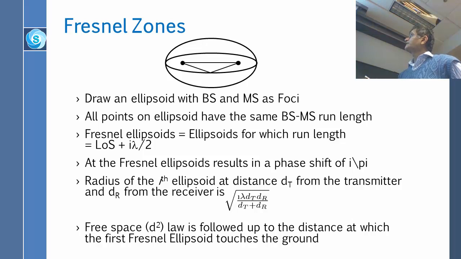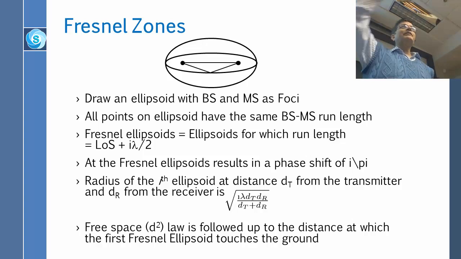And so these are called Fresnel ellipsoids, for which the run length is line of sight plus I lambda by 2. If I is equal to 0, you get line of sight. I equal to 1, you get line of sight plus lambda by 2. So if you put a string such that this is the length of line of sight, which is already there, plus lambda by 2, you get the first ellipsoid. Then you can draw another one with 2 lambda by 2, 3 lambda by 2, the third one, 4 lambda by 2, 5 lambda by 2. So you'll get lots of ellipsoids like that.